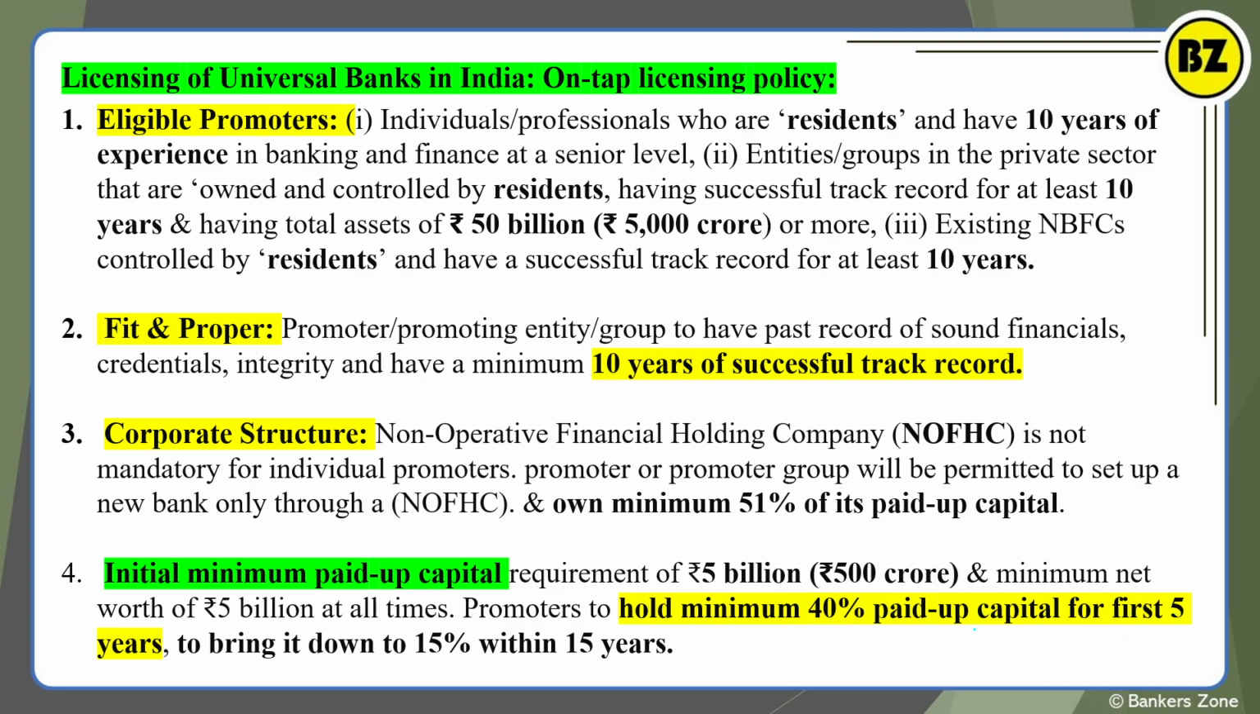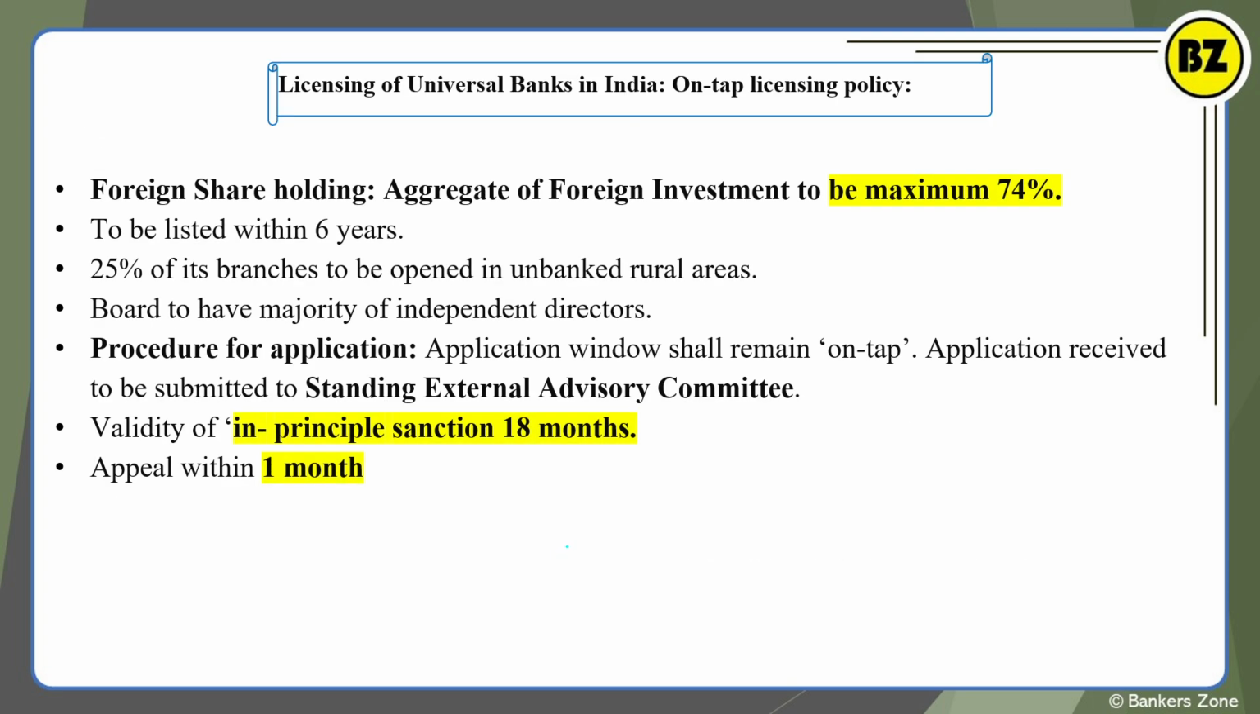See, 40% you can hold for the first 5 years since establishment, but within 15 years you should bring your percentage down to 15%. So it is very easy. For 5 years you can have that leverage, you can maintain the 40%, but within the next 15 years you have to bring it down to 15%. Okay, very easy to remember, 15. Now this is all about the initial minimum capital.